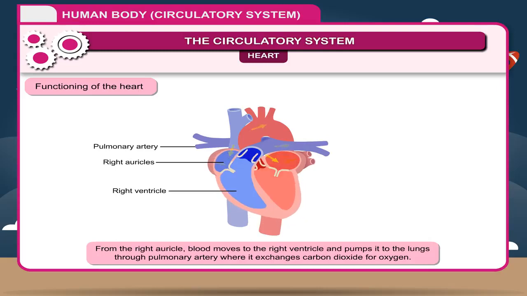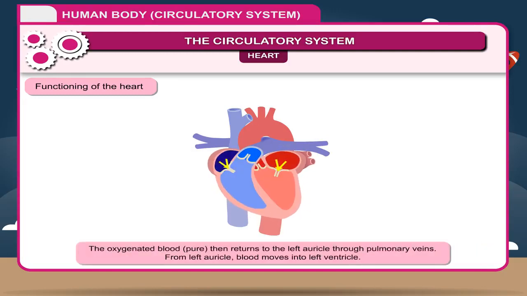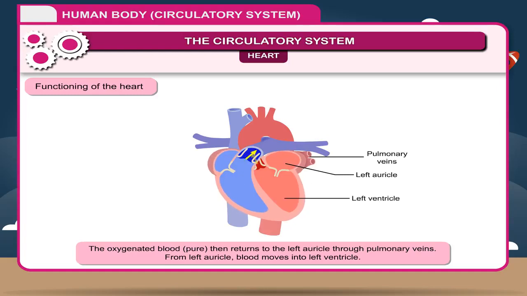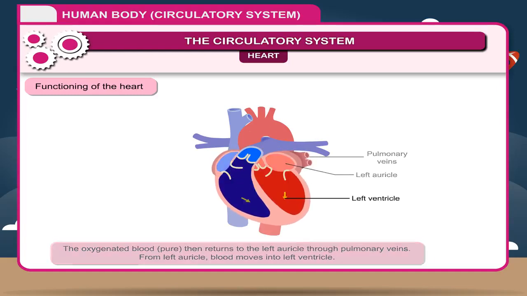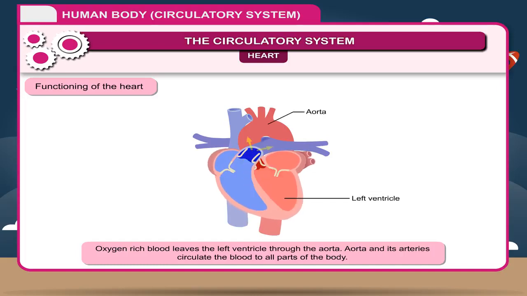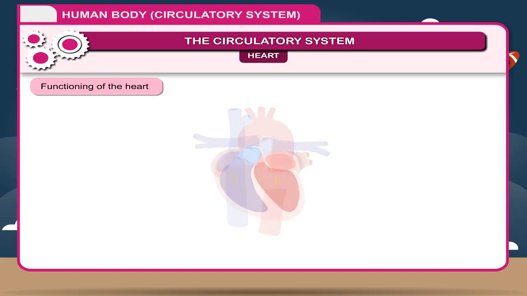the pulmonary artery, where it exchanges carbon dioxide for oxygen. 4. The oxygenated, pure blood then returns to the left auricle through pulmonary veins. From the left auricle, blood moves into the left ventricle. 5. Oxygen-rich blood leaves the left ventricle through the aorta. Aorta and its arteries circulate the blood to all parts of the body.